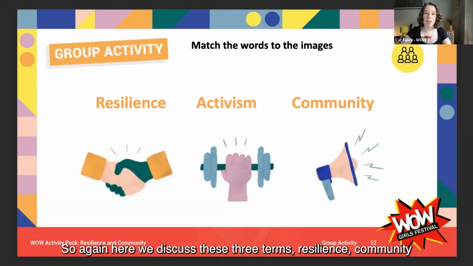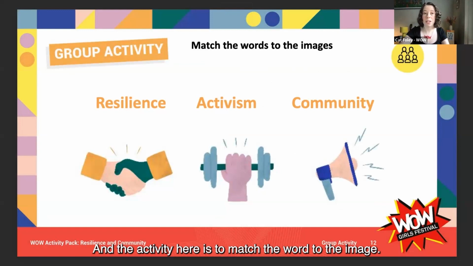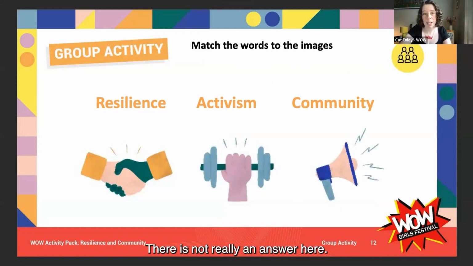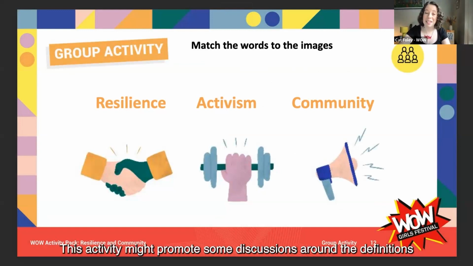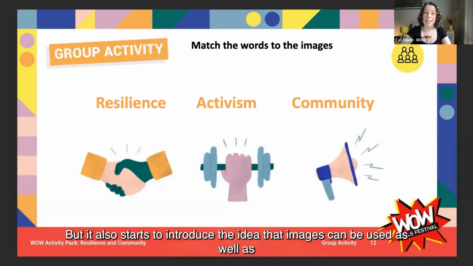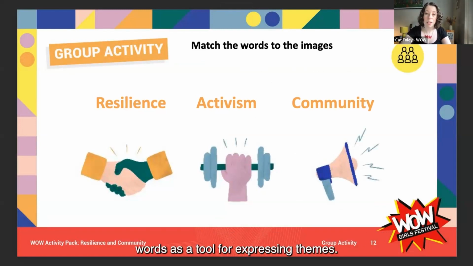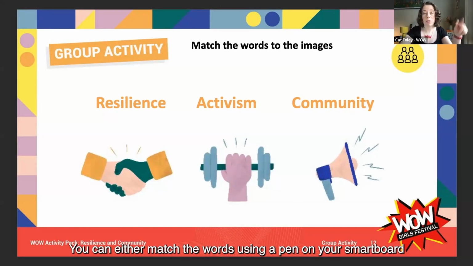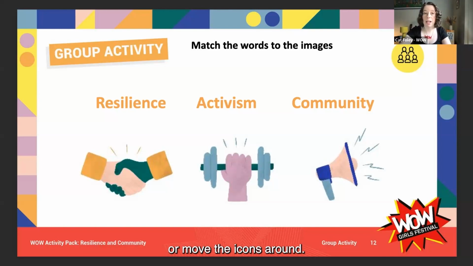So again, here we discussed these three terms: resilience, community, and activism. And the activity here is to match the words to the image. There's not really a right answer here. And this activity might promote some discussions around the definitions of the words, and they are offered in another slide. But it also starts to introduce the idea that images can be used as well as words as a tool for expressing themes. You can either match the words using a kind of pen on your smartboard, or you can actually move the icons around.